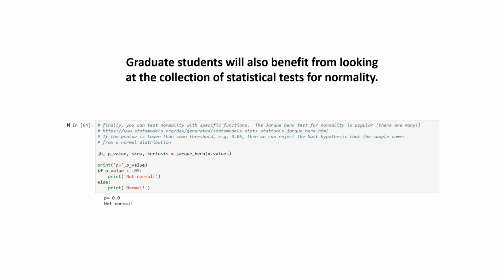And this one is actually a pretty common one. I forget how it's pronounced, Jarque-Bera. But this is one technique among many to quantitatively assess how normal your data is.